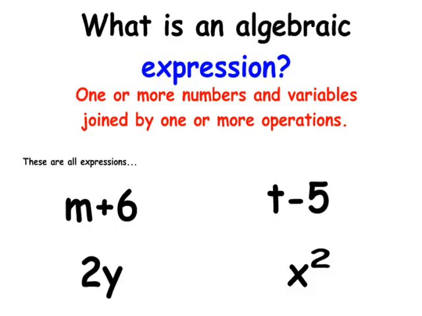So here are 4 examples on this page. An expression is one or more numbers and variables joined by one or more operations. So in this first example, we have a variable and a number, and they're joined by one operation, addition. And then in this example here, we have one variable and one number joined by subtraction. You'll notice I don't have any equal signs here. These are not equations, they're expressions.